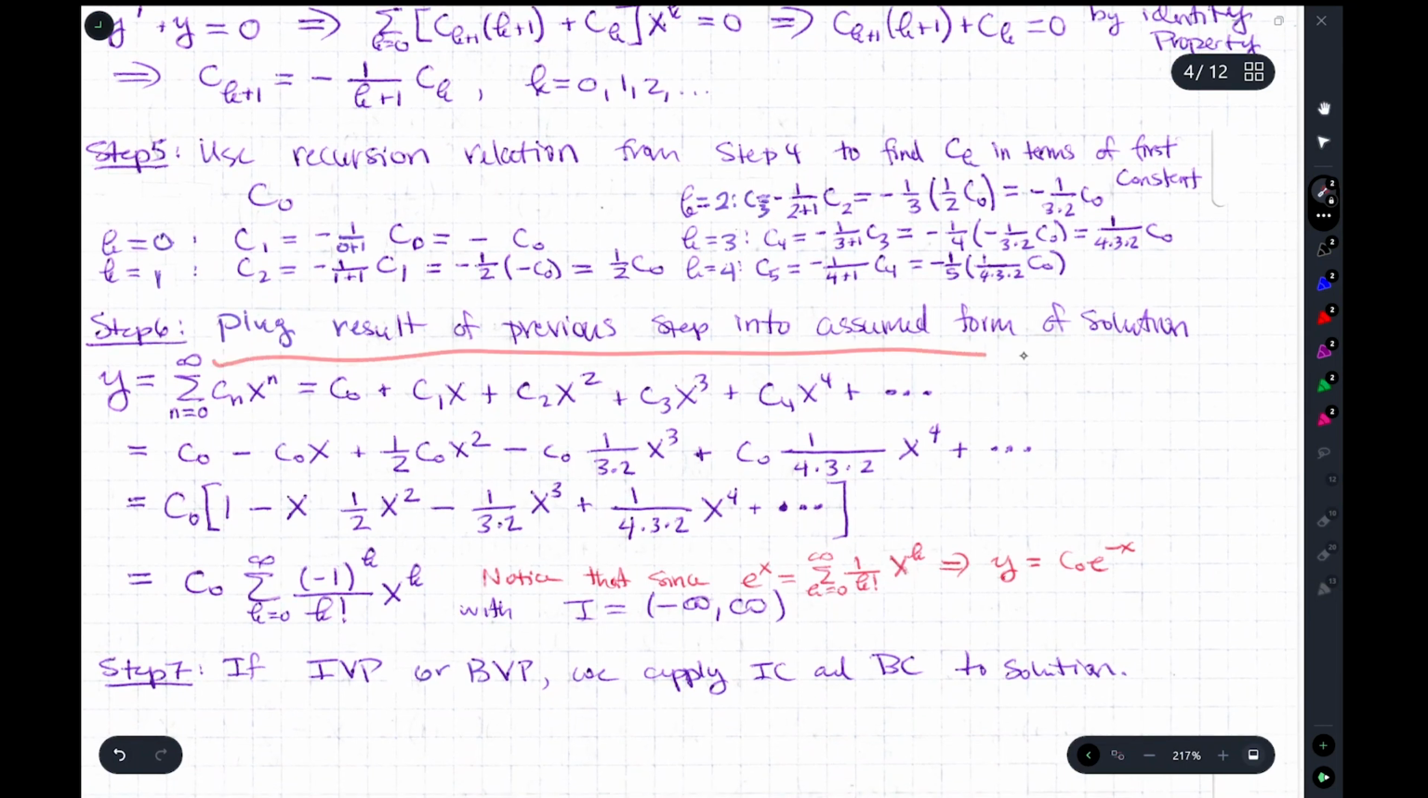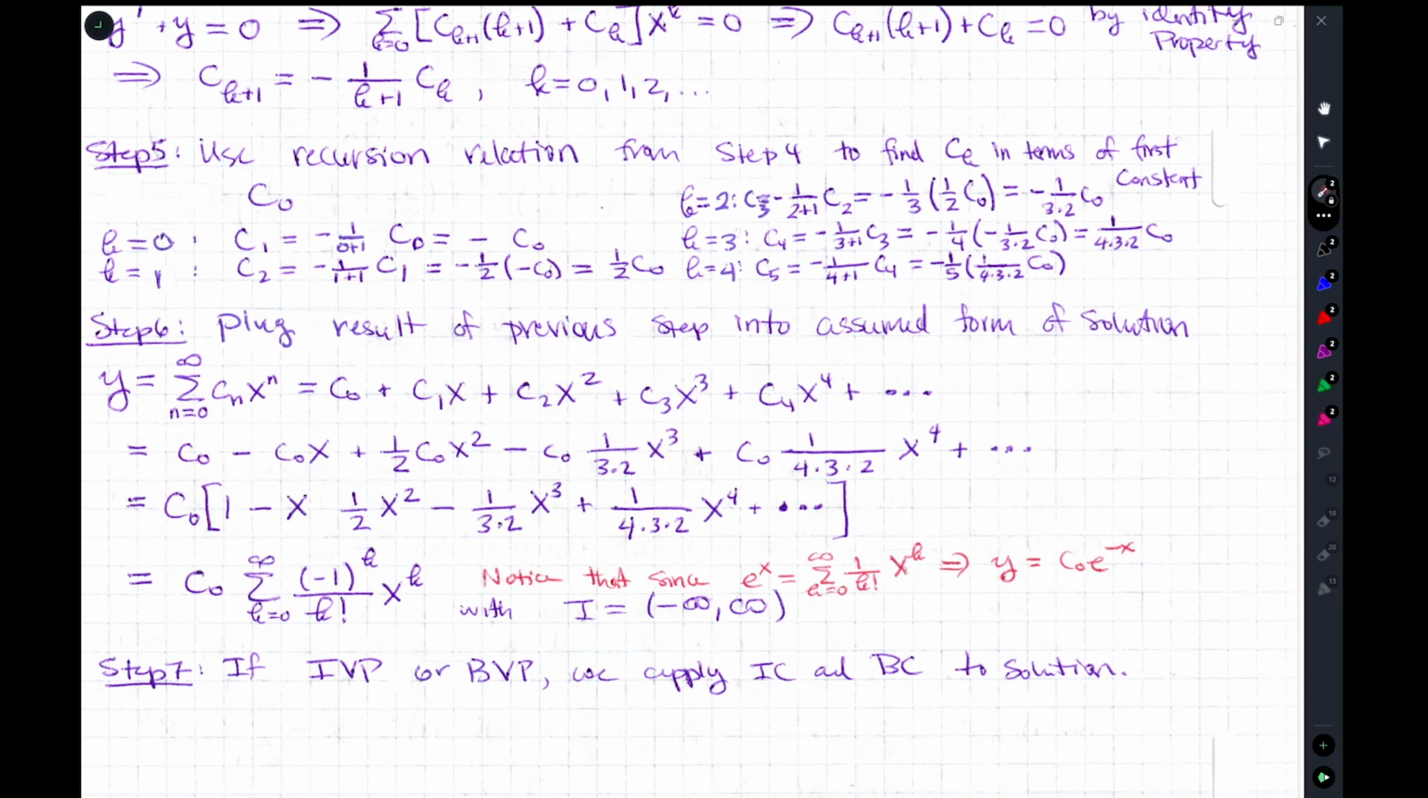So step 6, plug the result of the previous step into the assumed form. So y is this by assumption, okay, which we could write in this expanded form. And now we could just plug in, well, what's C1? C1 was negative C naught, and that's where that is. Okay, C2 is 1/2 C naught, and that's where we're getting this. And so you have this expansion. And now factor out a C naught. Okay, and you get this term.